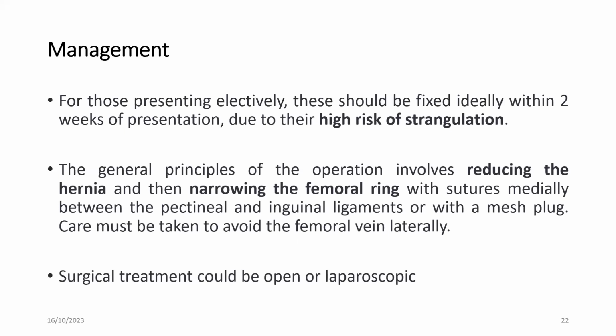For those presenting electively, ideally the femoral hernia should be fixed within 2 weeks of presentation due to their high risk of strangulation. This cannot be overemphasized. The general principles for operation involve reducing the hernia, narrowing the femoral ring with sutures medially between the pectineal and inguinal ligaments or a mesh plug. And if we remember the anatomy correctly, the femoral ring is surrounded by some important neurovascular structures. So care must be taken to avoid the femoral vein laterally. Options of surgery could be open or laparoscopic.